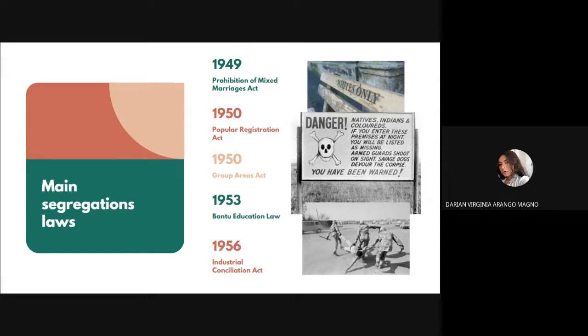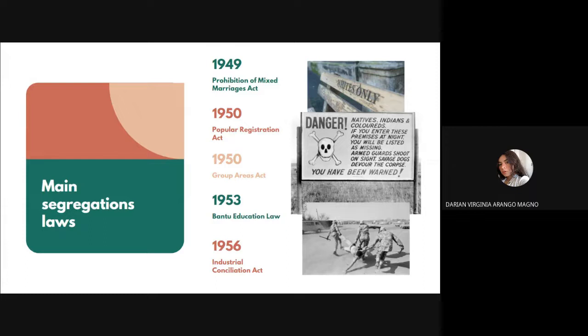The second one is the Population Registration Act of 1950, which established the parameters for classifying races and obliged all persons over 16 years of age to carry a racial identity card. Another segregation law is the Immorality Act of 1950, which prohibited sexual relations between persons of different racial groups.